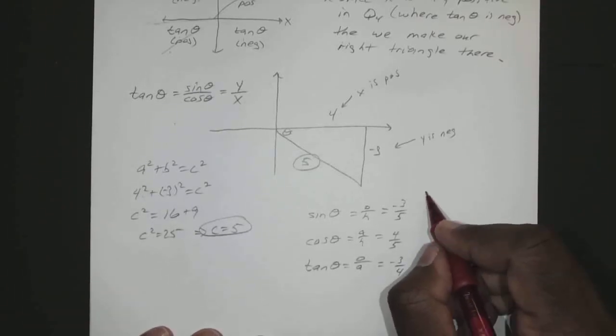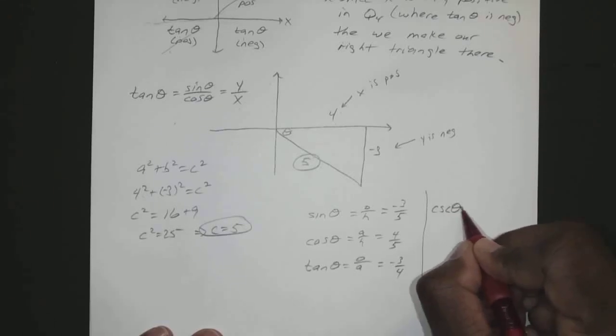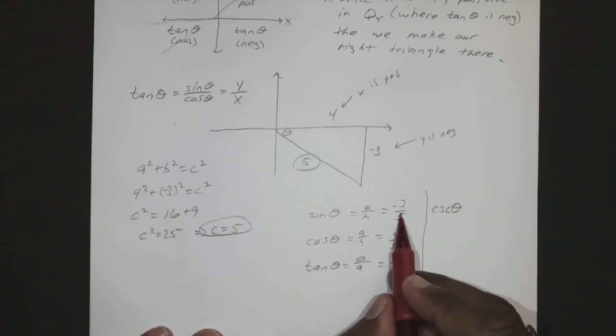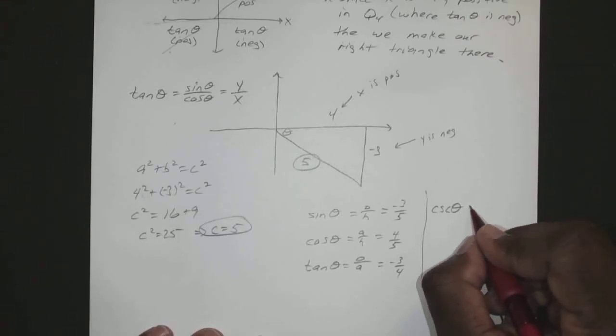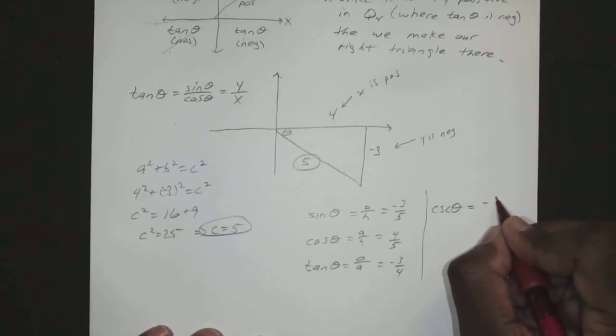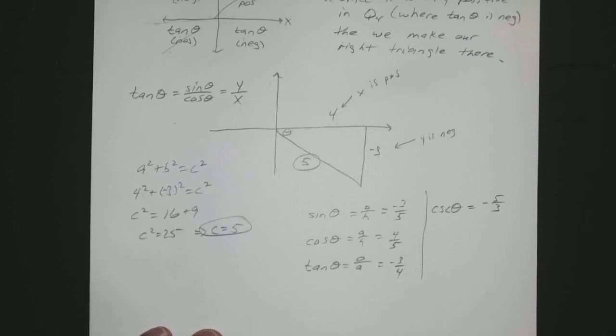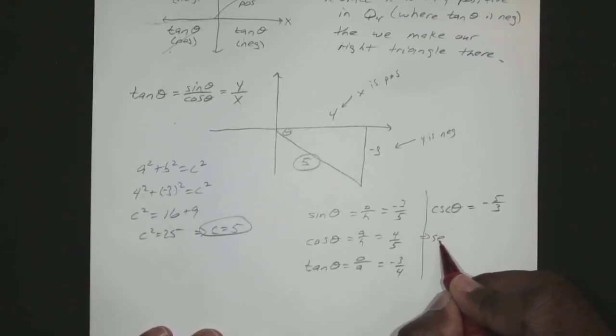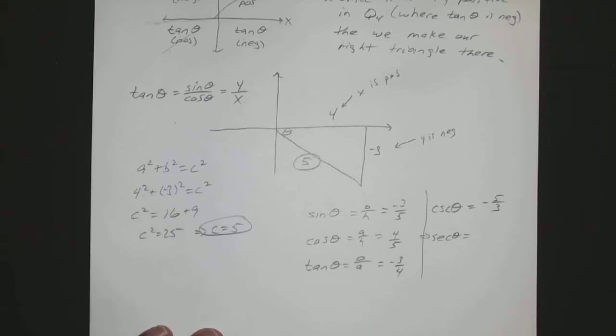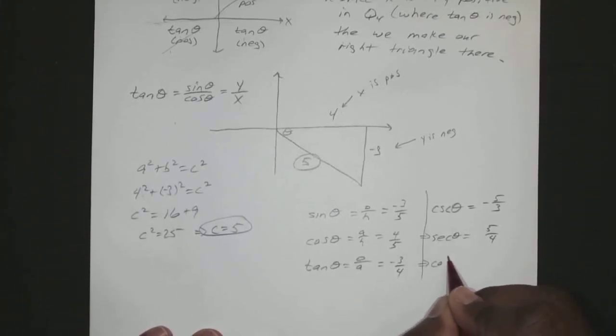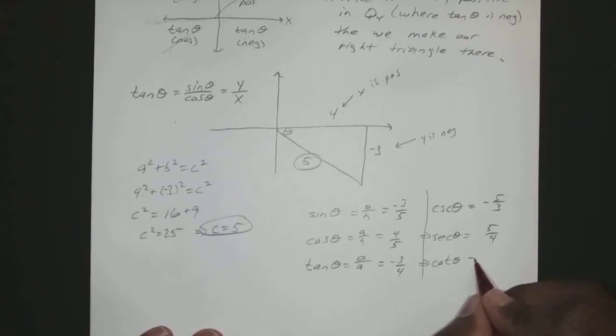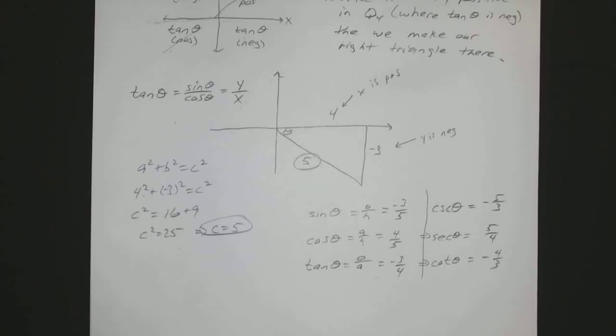Now our cosecant, actually you don't even have to figure it out, you just know you have to flip sine of theta: negative 5 over 3. Same with our secant, we just flip cosine, which is 5 over 4. And for cotangent of theta, we just flip tangent, which is negative 4 over 3. All right, so any questions on that one?